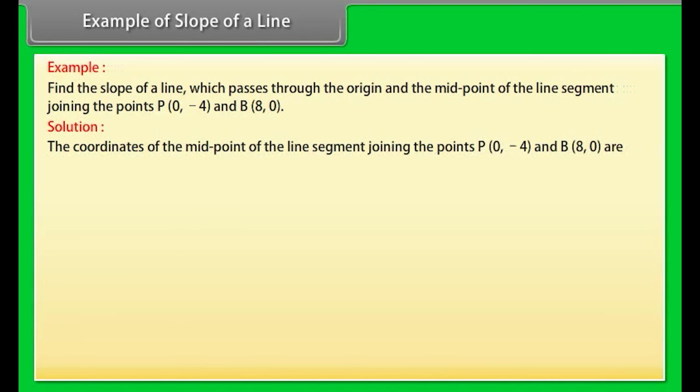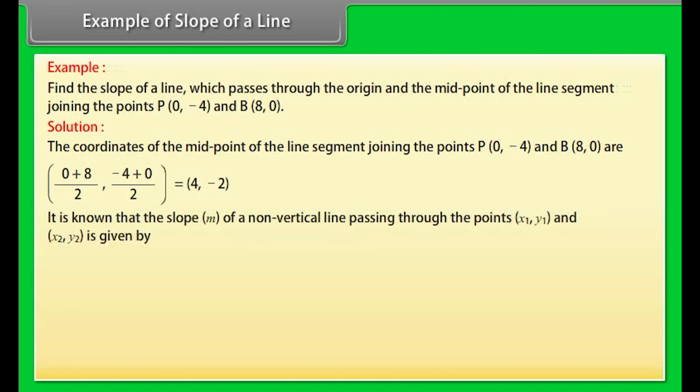Solution. The coordinates of the midpoint of the line segment joining the points B(0, -4) and B(8, 0) are (4, -2). It is known that the slope, that is m, of a non-vertical line passing through the points (x1, y1) and (x2, y2) is given by m = (y2 - y1)/(x2 - x1), x2 is not equal to x1.